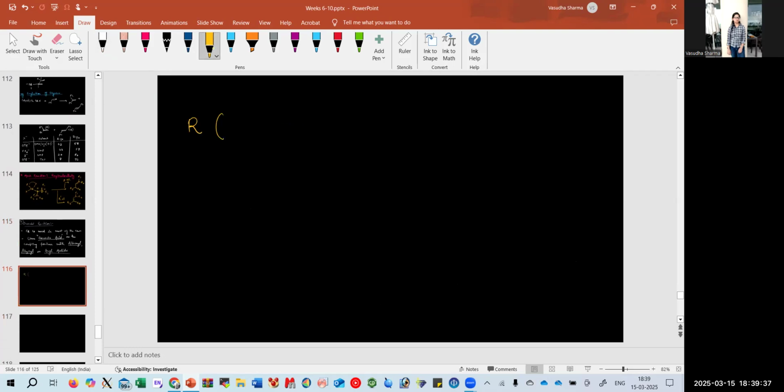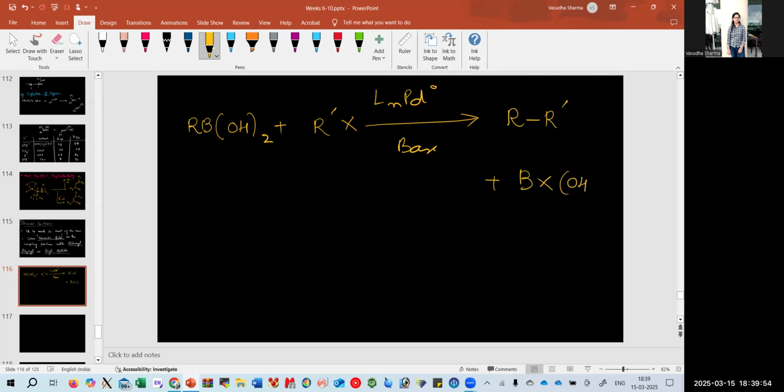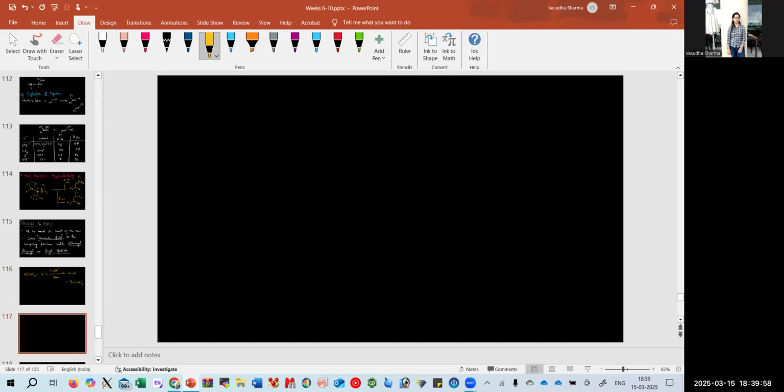So we have R-B(OH)2, R dash X, where we are using palladium 0 in the presence of base. It would end up forming R-R dash, the C-C coupling product, giving out X-B(OH)2. Let's see the mechanism of the Suzuki reaction.